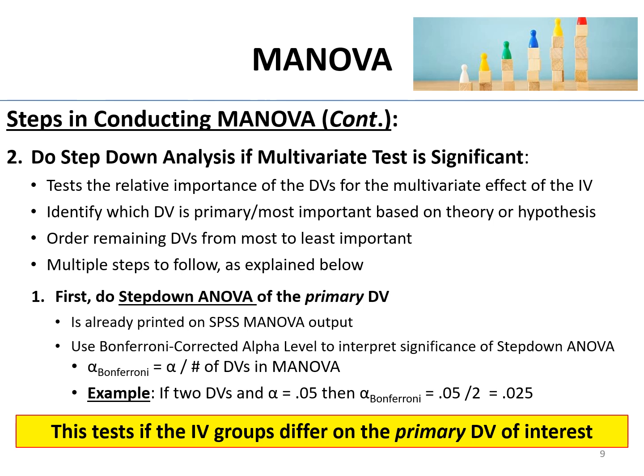And this tests if the independent variable groups differ on that primary dependent variable of interest. So it's essentially just a one-way ANOVA or one-way t-test, depending on how many groups you have.